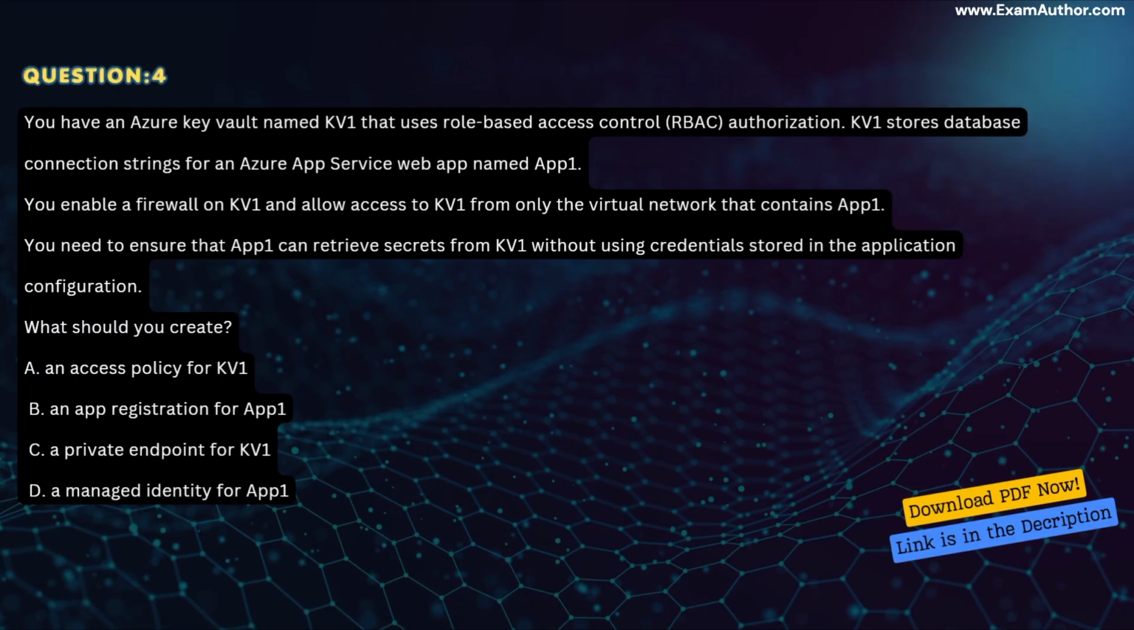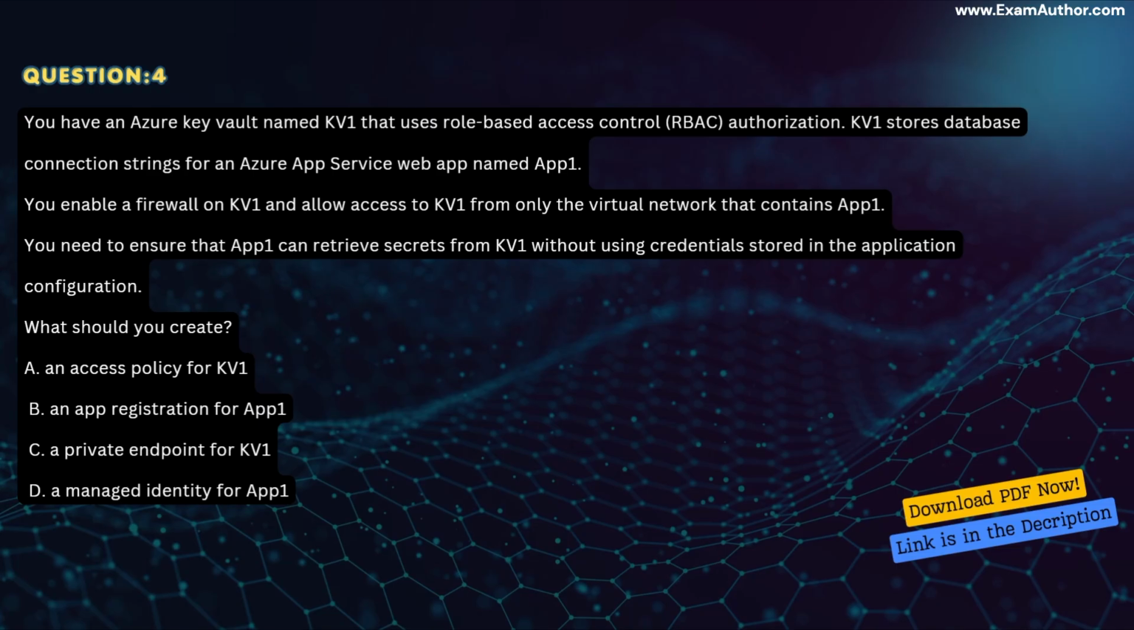Question 4. You have an Azure Key Vault named KV1 that uses Role-Based Access Control (RBAC) authorization. KV1 stores database connection strings for an Azure App Service web app named App1. You enable a firewall on KV1 and allow access to KV1 from only the virtual network that contains App1. You need to ensure that App1 can retrieve secrets from KV1 without using credentials stored in the application configuration.